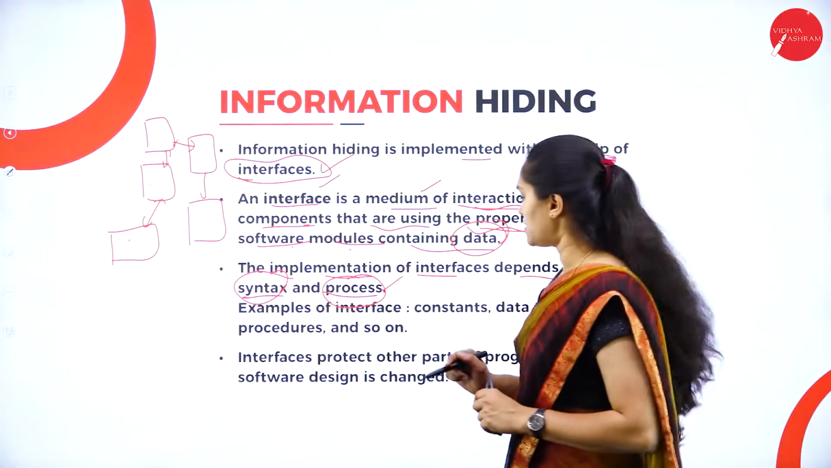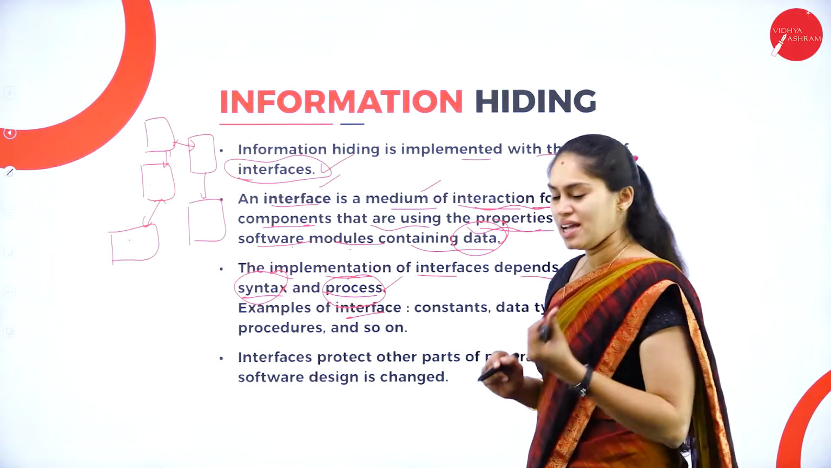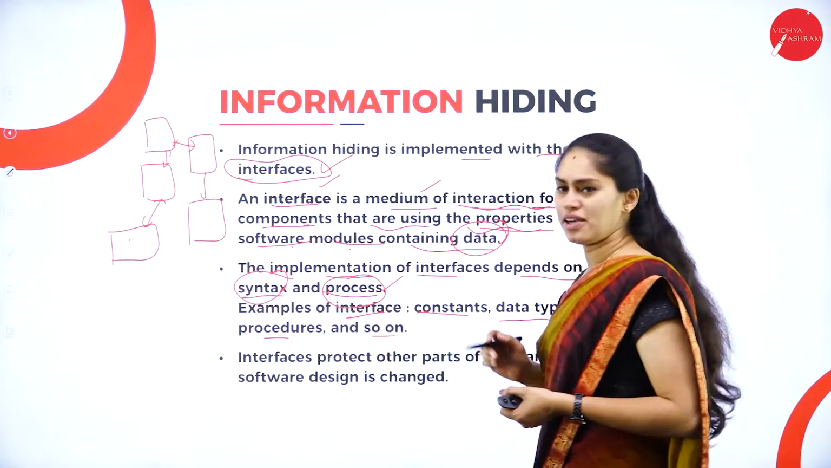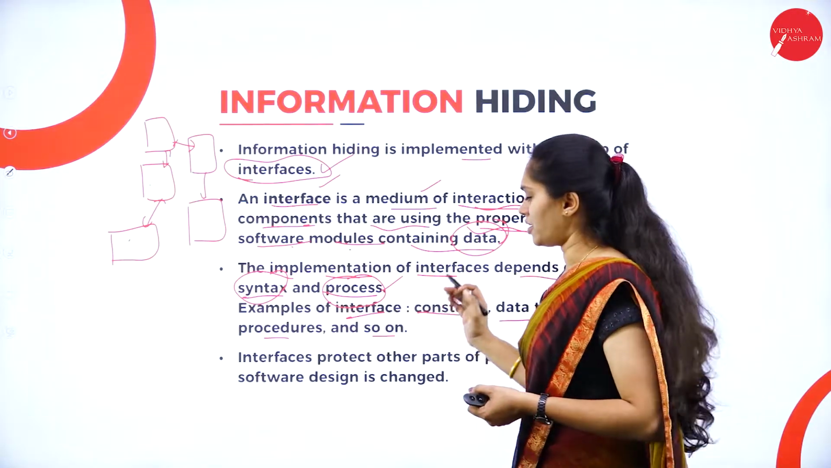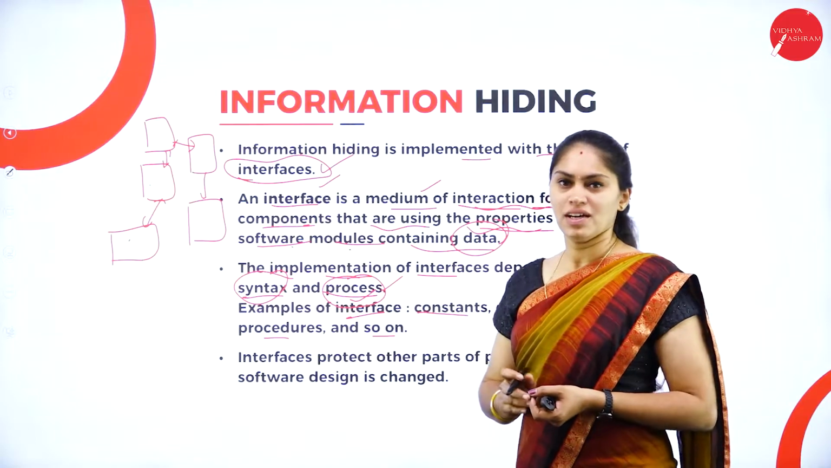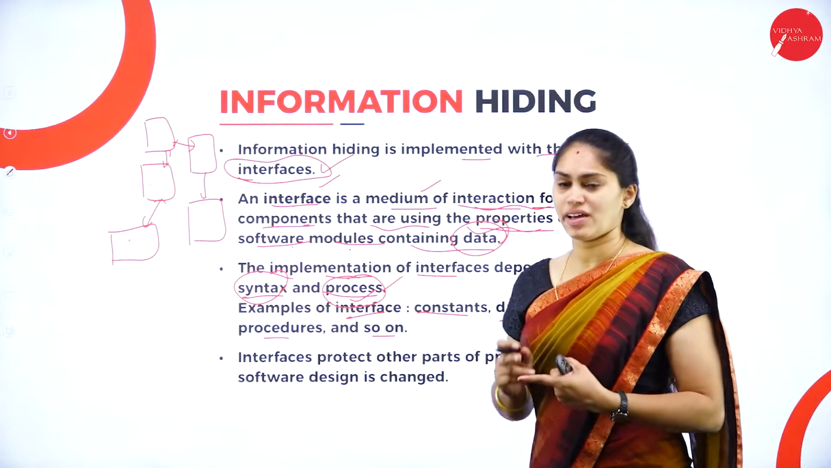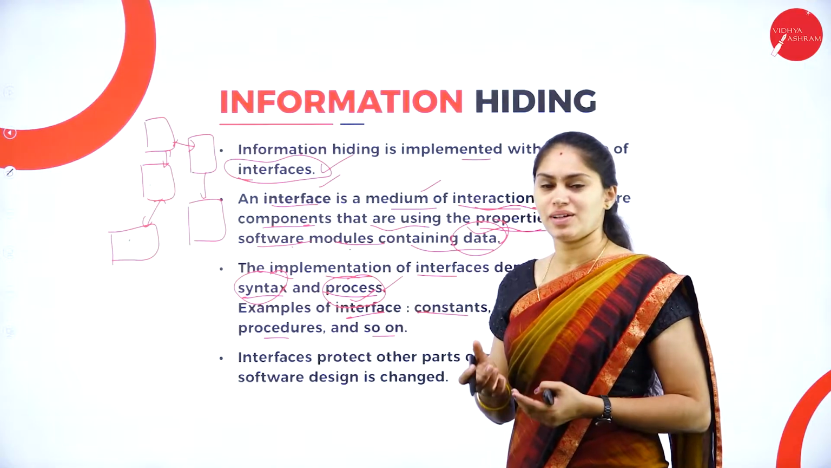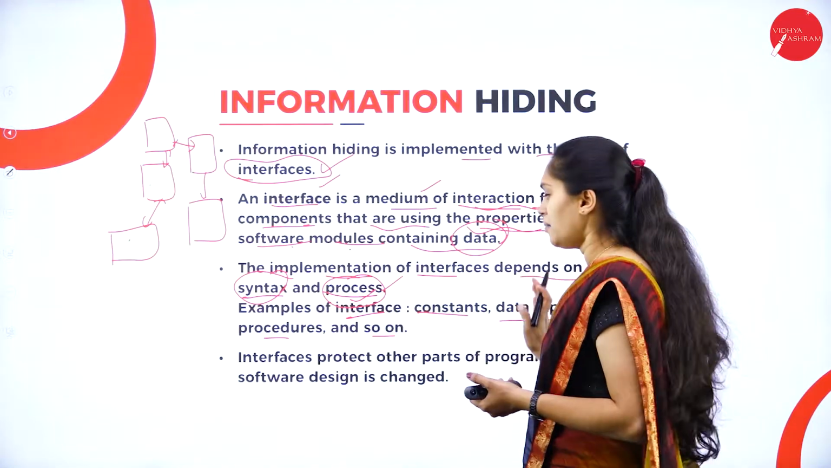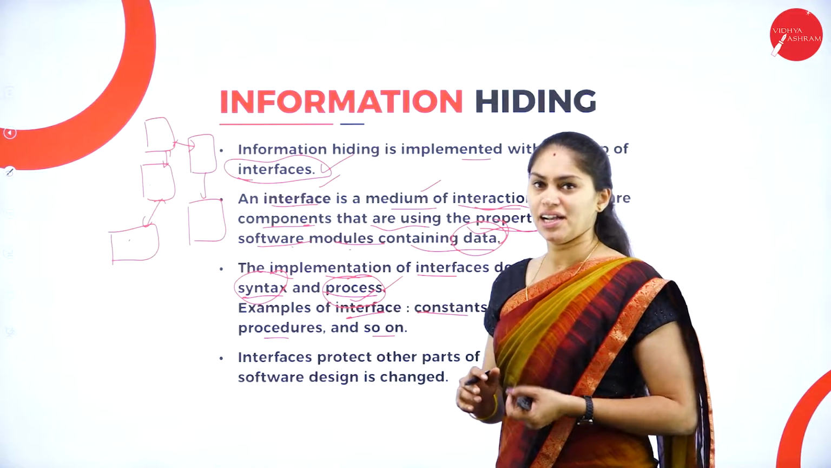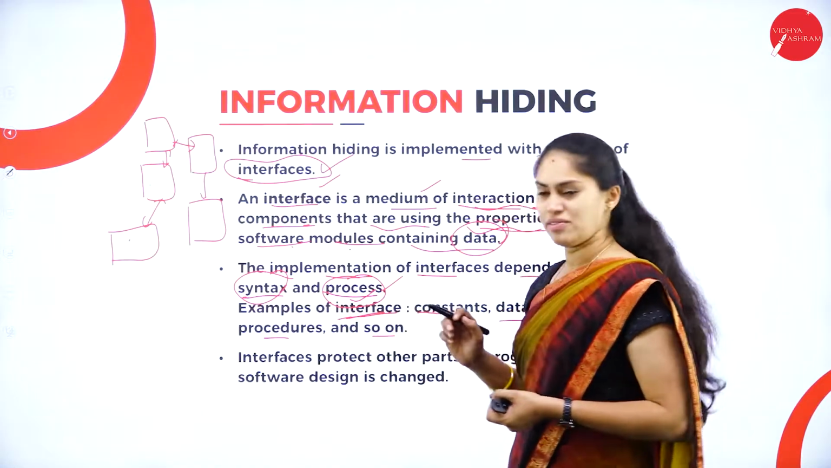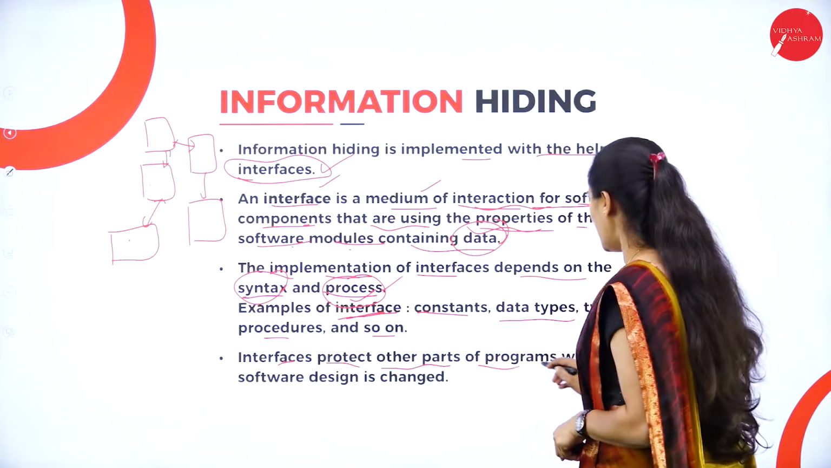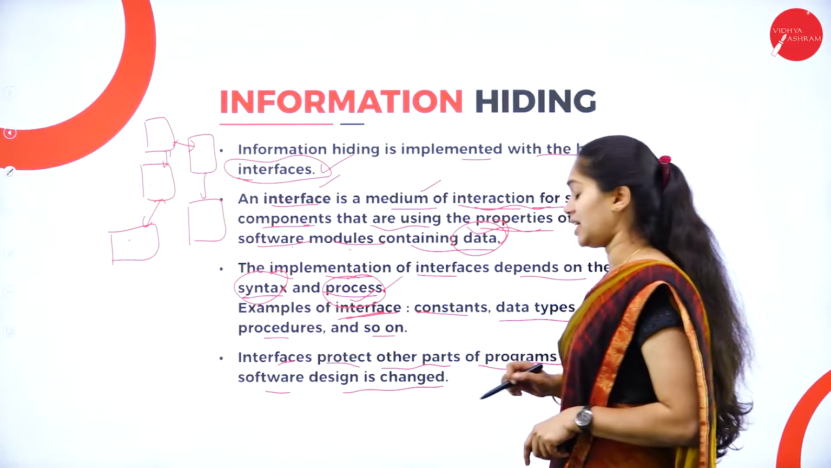Then what examples can we expect when it comes to the interface? It can be constants, data types or types of procedures, and we have some more things to explain the examples of this interface. They specify the constants, variables, the data type, and the procedure, whether it is a calling function or a called function. Based on the type of procedure or method, we can give examples for this interface. And mainly, this interface protects other parts of programs when a software design is changed.